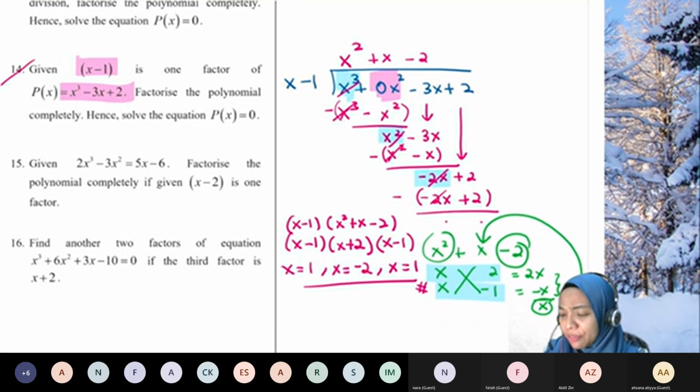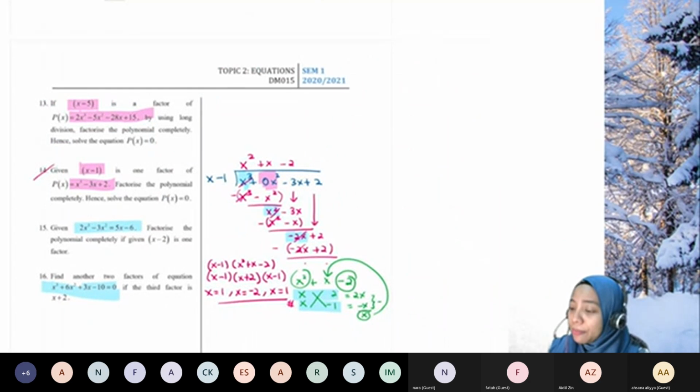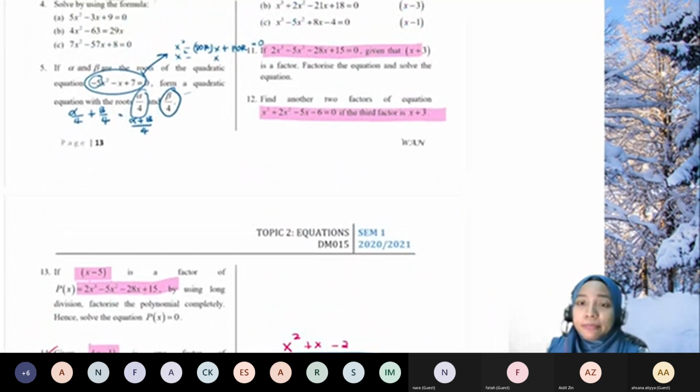Okay, sama juga question 15. I really hope that you give an attempt to this question and then you can discuss among your friends. Okay, and then lastly question 16. Okay, so basically this is the end of our chapter today. Any question?